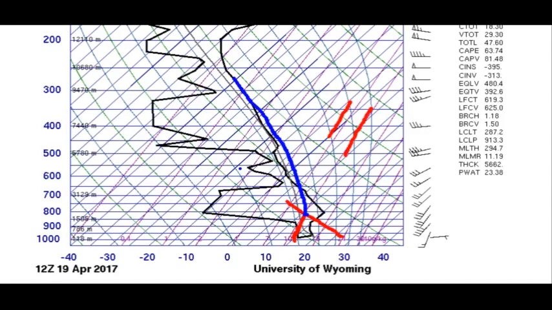So there you go. There's our preliminary look at what kind of parcel we're looking at for later in the day. Now we do have to account for advection. Maybe we're bringing up some very moist air from Oklahoma.